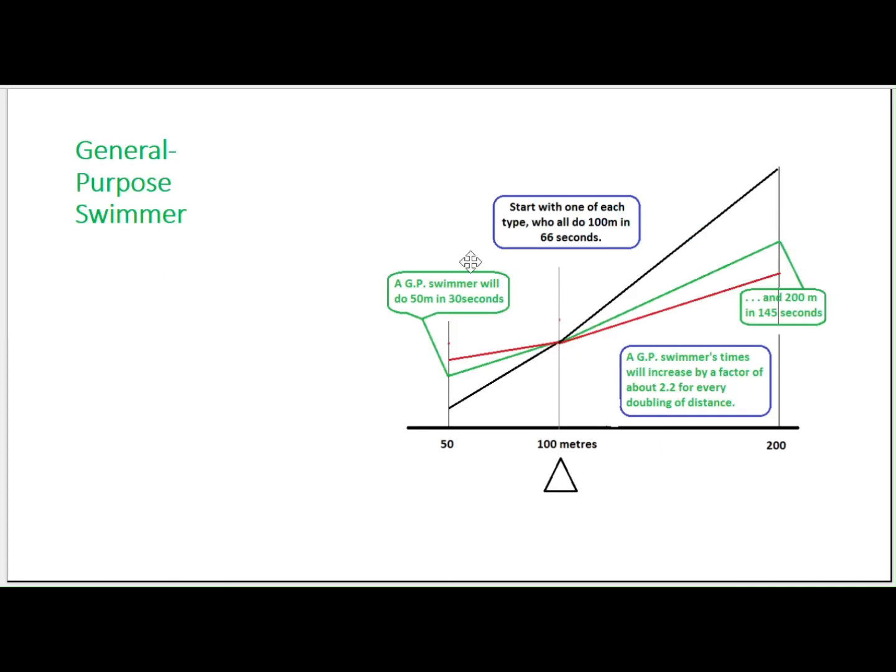So here is the trend for a general purpose swimmer. A general purpose swimmer who can swim 100 metres in 66 seconds, if you divide that by 2.2, they can be expected to do 50 metres in 30 seconds. And going up this way, multiply that by 2.2, we're up to 145 seconds for a 200. What's that? A 125. Okay. That's what you can expect for a general purpose swimmer.